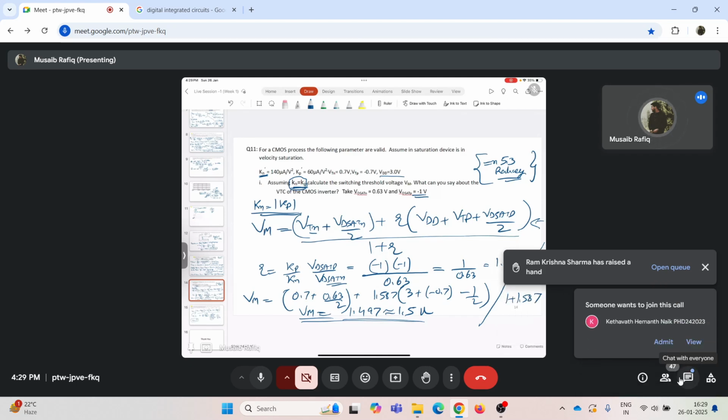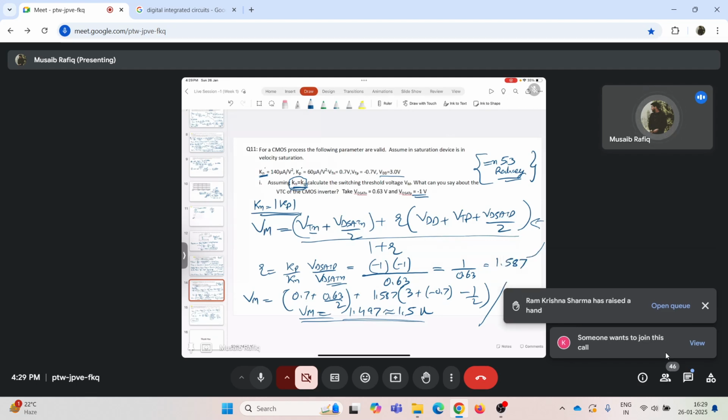So the switching threshold is given by this equation: Vm equals (Vtn plus Vd sat n by 2 plus R times (Vdd plus Vtp plus Vd sat p by 2)) divided by 1 plus R. This is equation 5.3 of Rabaey, the book I mentioned earlier in my class. R is computed by Kp by Kn multiplied by Vd sat p by Vd sat n. Since Kp is equal to Kn, that factor goes away, but the factor of -1 remains because we take Kp to be negative, Vd sat p is -1 here and Vd sat n is 0.63. When you do the math, it comes out to be 1.587.